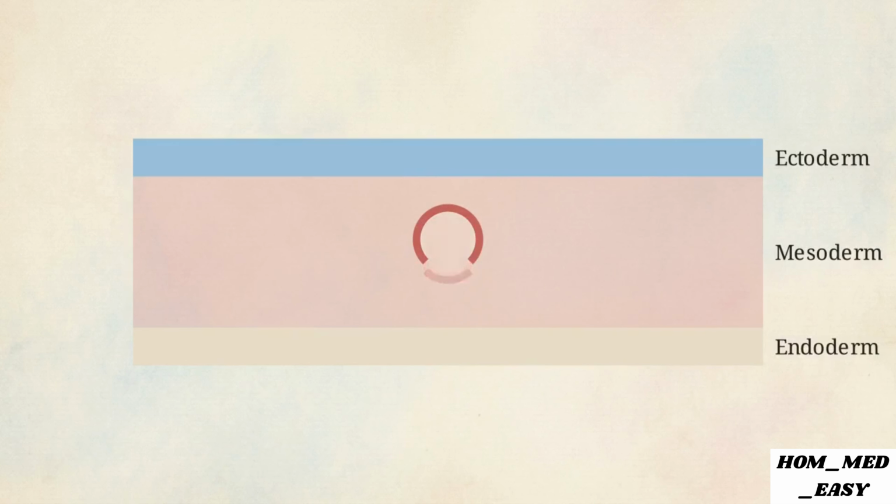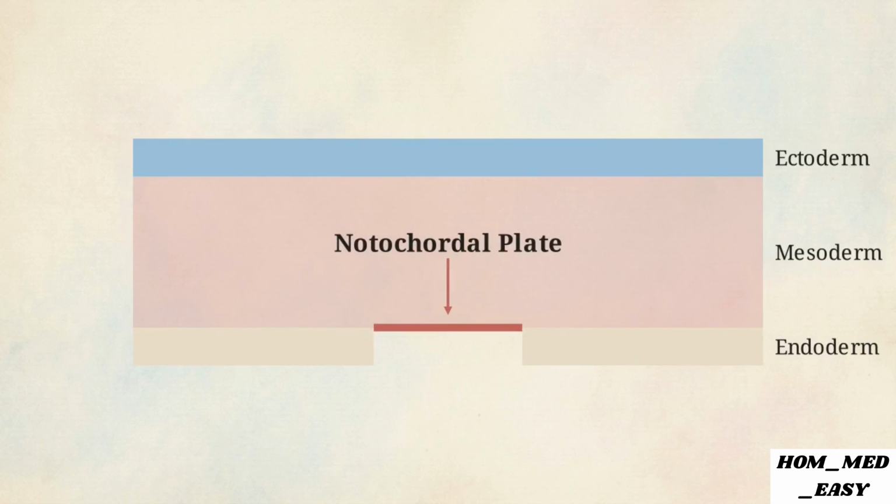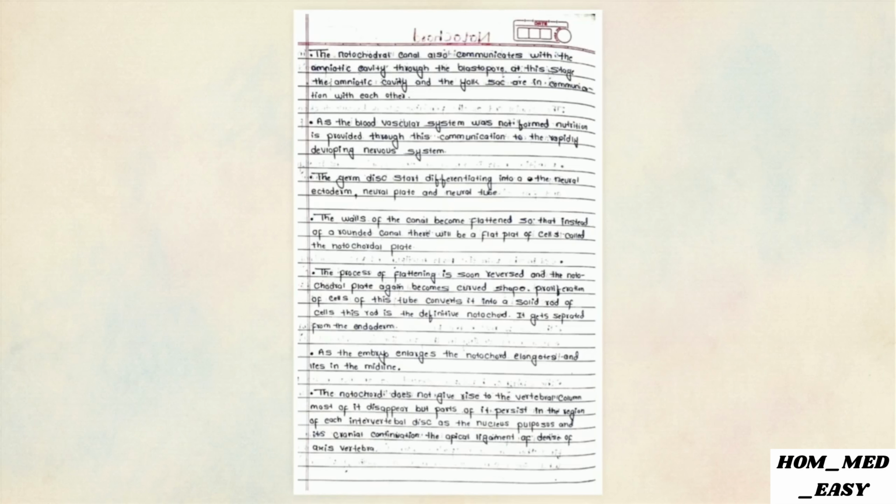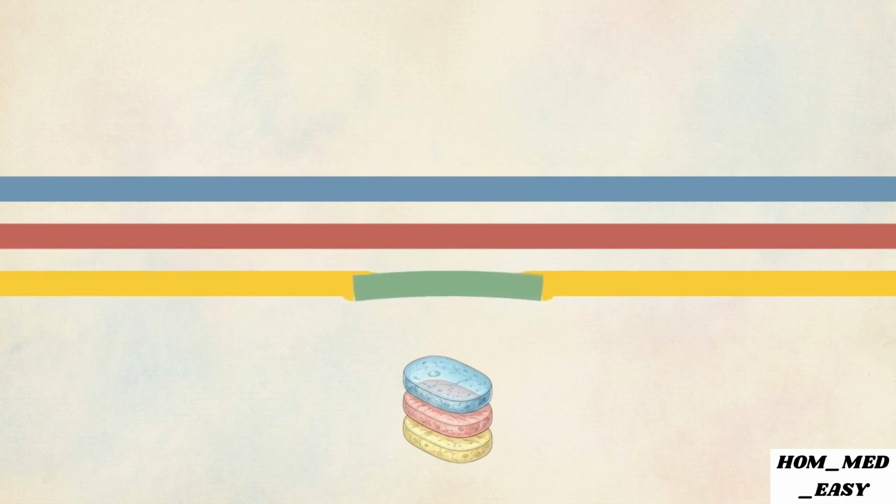The hollow canal's walls unroll and spread outward. As they flatten, these cells seamlessly integrate into the roof of the underlying endoderm layer. This transient, flattened sheet is the notochordal plate. We can verify this counterintuitive phase in the notes, where it states the canal becomes a flat plate of cells called the notochordal plate. Suddenly, the process reverses.